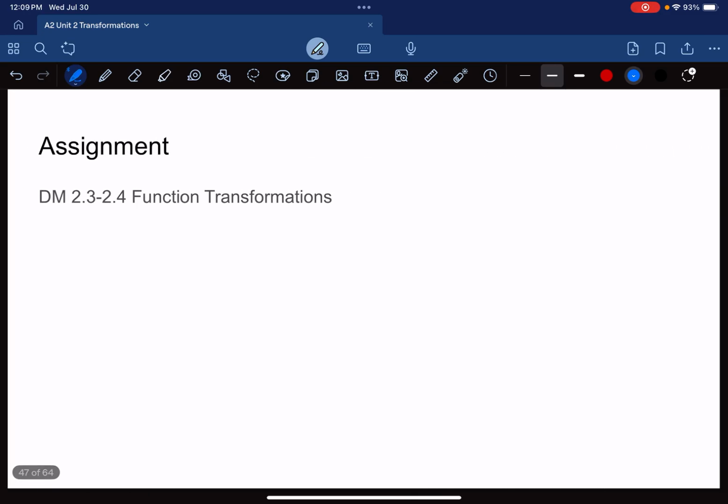All right, so you'll find the second half of that Delta Math assignment deals with stretch and shrink, so you can give that a try now.